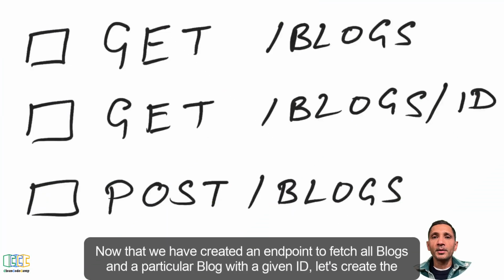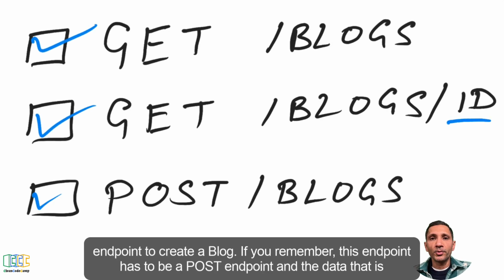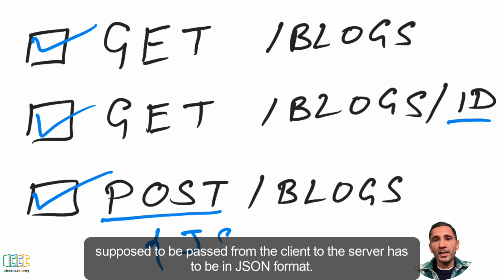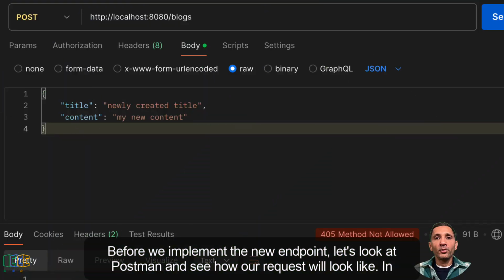Now that we have created endpoints to fetch all blogs and a particular blog with a given ID, let's create the endpoint to create a blog. If you remember, this endpoint has to be a POST endpoint, and the data that is supposed to be passed from the client to the server has to be in JSON format. Before we implement the new endpoint, let's look at Postman and see how our request will look.